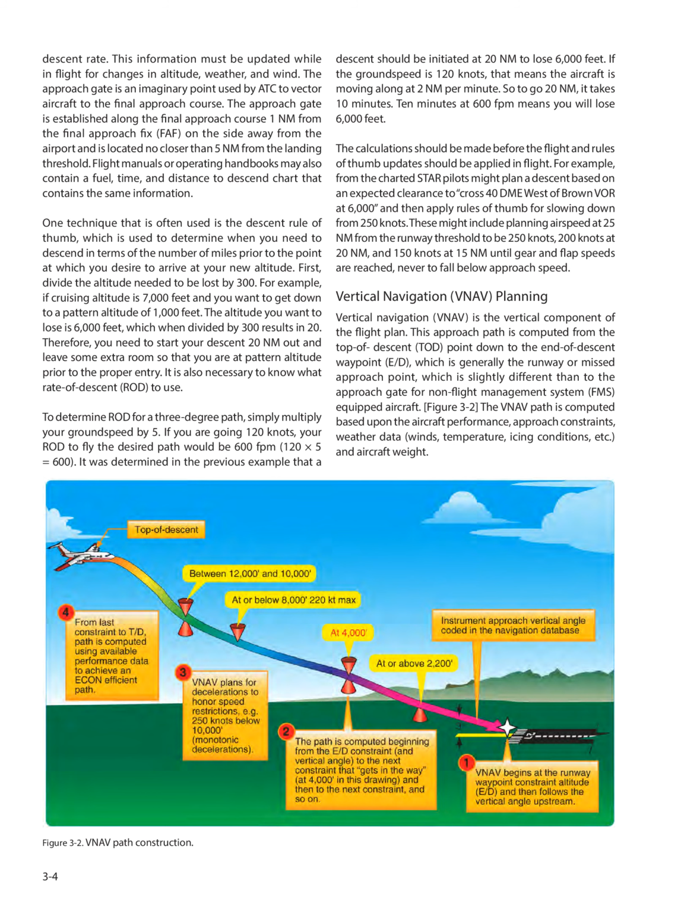Vertical navigation (VNAV). Planning vertical navigation (VNAV) is the vertical component of the flight plan. This approach path is computed from the top of descent (TOD) point down to the end of descent waypoint (ED), which is generally the runway or missed approach point, which is slightly different than to the approach gate for non-flight management system (FMS) equipped aircraft. Figure 3.2. The VNAV path is computed based upon the aircraft performance, approach constraints, weather data, winds, temperature, icing conditions, etc., and aircraft weight.